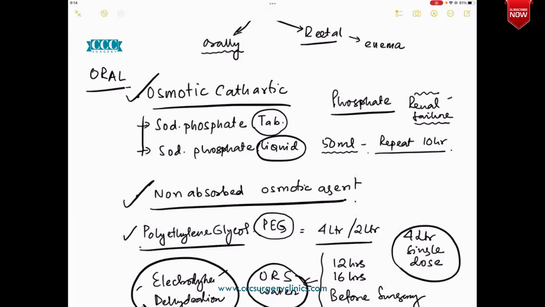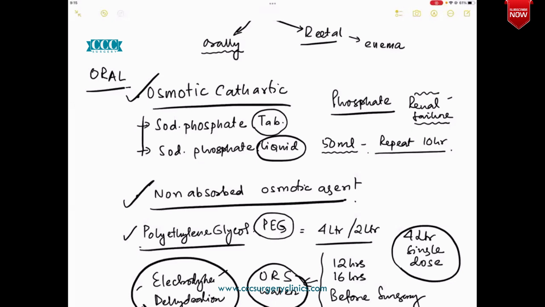Okay. So sir, these are all the points about these. But what happens is that both wound infection rates and anastomotic leak rates are higher with mechanical bowel preparation rather than without. So please remember this. Sir, right now mechanical bowel preparation is not favored.